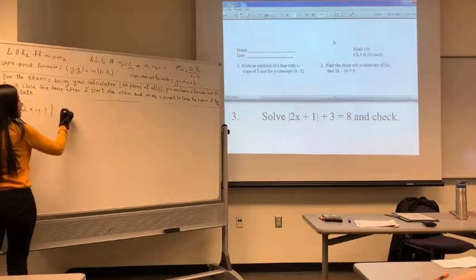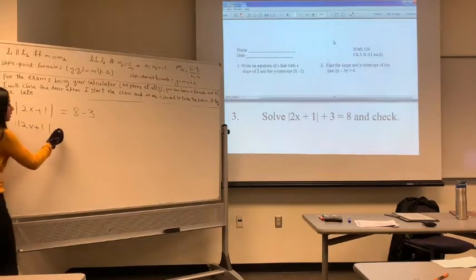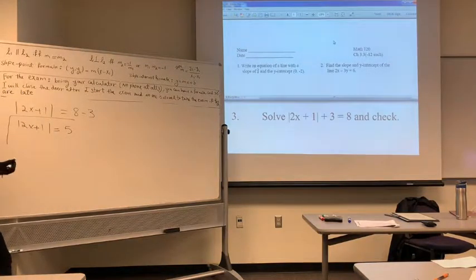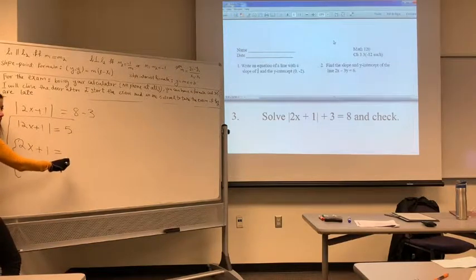So we have the absolute value of 2x plus 1 equal to 8 minus 3, right? And now we are ready to solve it. So this is the way absolute value works. You should isolate the absolute value on one side, and you have 2x plus 1 equal to 5. And then you are going to solve this. How? Bring this out. You will have 2x plus 1 is equal to 5.